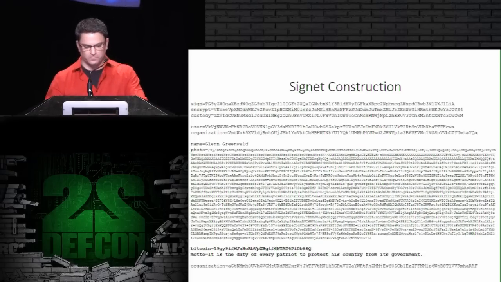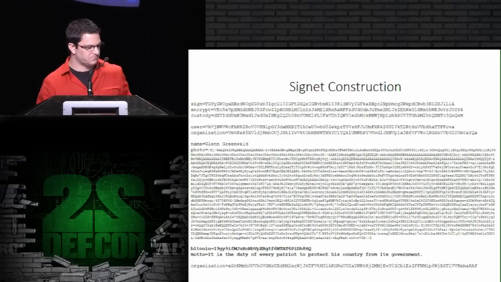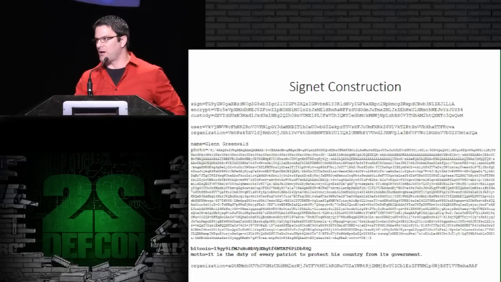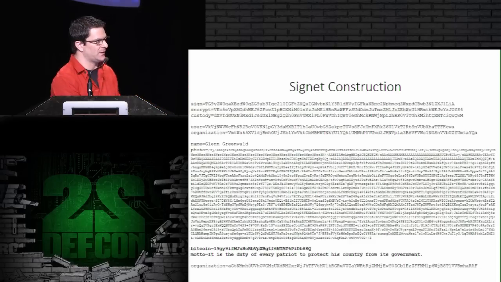I thought it'd be worth it to throw in a couple of what I'm calling undefined attributes. Mr. Greenwald happens to like Bitcoin and wants people to know his address. And because he's somewhat political, he thought he'd add a motto to his Signet. The idea is we're creating a framework for you guys to build upon.